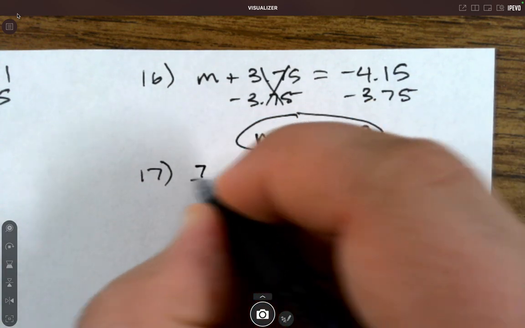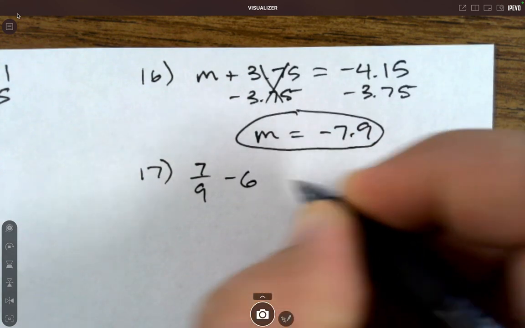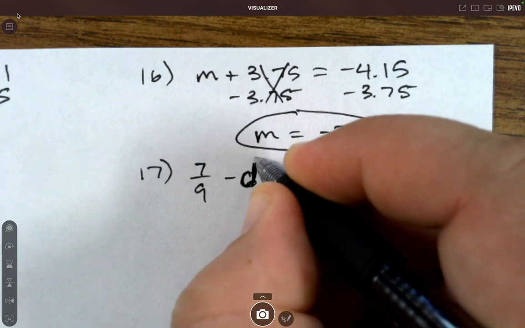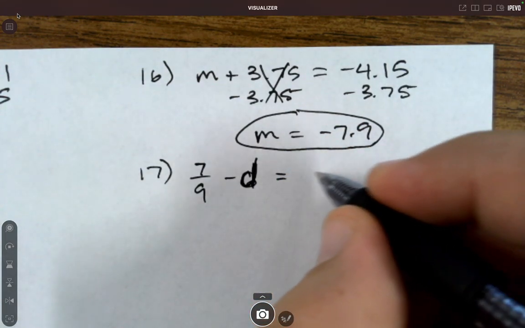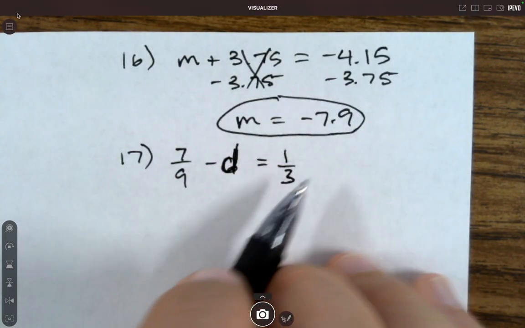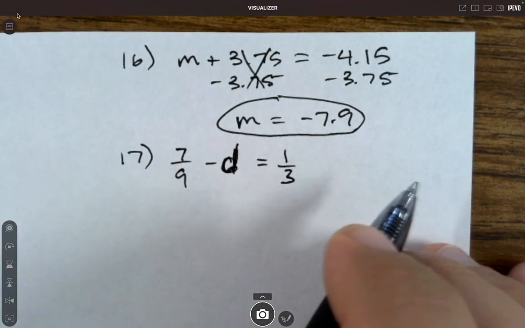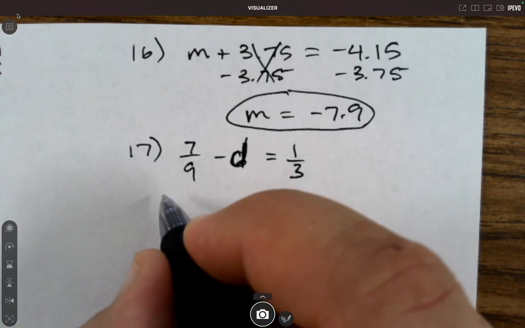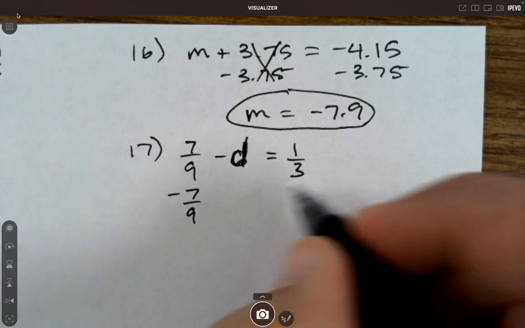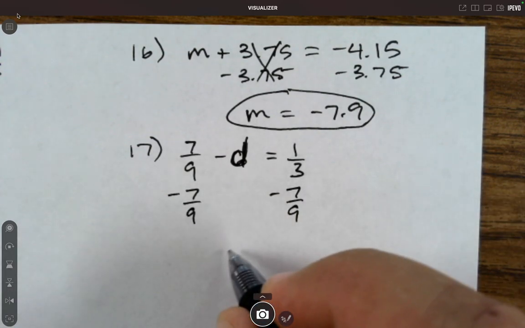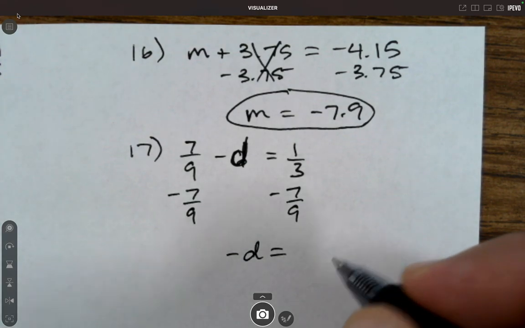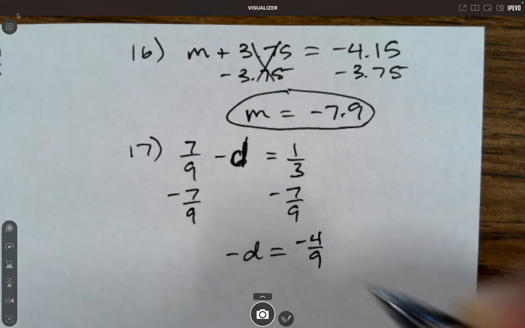7 over 9 minus d equals, sorry, I don't know why I keep mixing up 6's and d's. That's interesting. Equals 1/3. Okay, I may give you one with some decimals. I don't think I'll give you one like this with fractions, but since it's calculator active, we'll just roll with it for the moment. We'll subtract 7/9 because that's a positive 7/9. So the opposite is subtract.